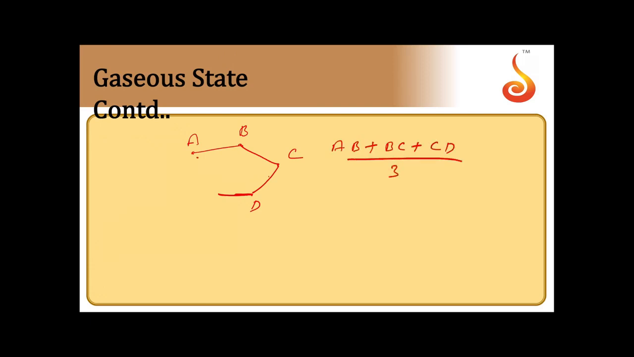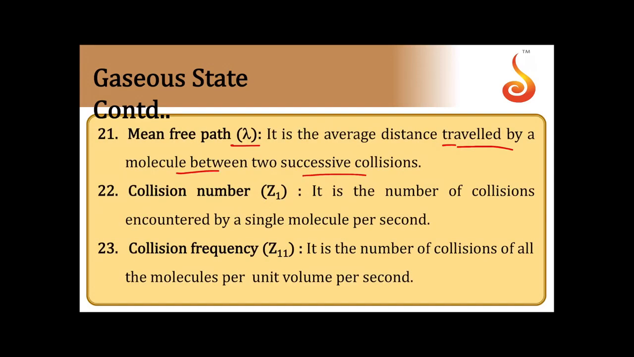Total number of collisions are 3. So this is the total distance travelled over the number of collisions, and that itself is called the mean free path. So mean free path is the average distance travelled by a molecule between two successive collisions. It's represented as lambda. The collision number Z stands for the number of collisions made by a single molecule per second.